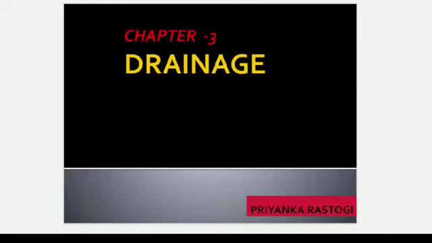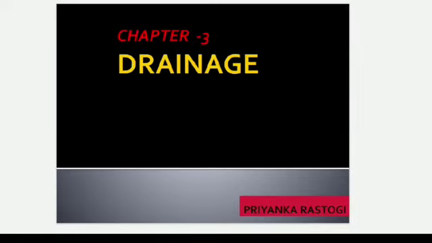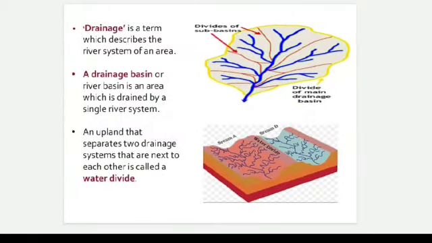Today we are going to start chapter 3, that is drainage. Children, in this chapter we are going to study about the rivers of our country. But first of all, we must understand the meaning of drainage. Drainage refers to the river system of any area. A river, along with its tributaries, forms a river system.